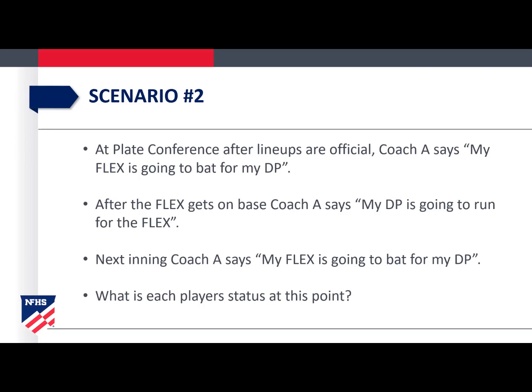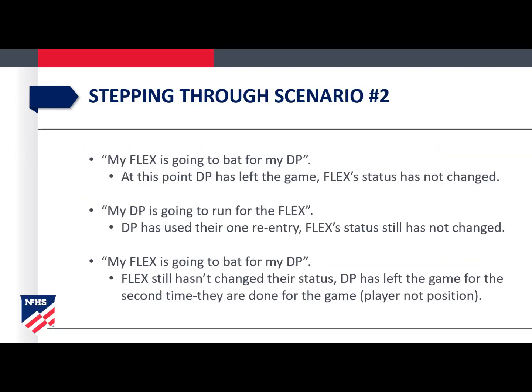Well, let's look. When the coach says my flex is going to bat for my DP, at this point, DP has left the game. Flex's status has not changed. My DP is going to run for the flex. DP uses their 1 re-entry. Flex's status still has not changed. My flex is going to bat for my DP. Flex still hasn't changed their status. DP has left the game for the second time. They're done for the game. The player, not the position.